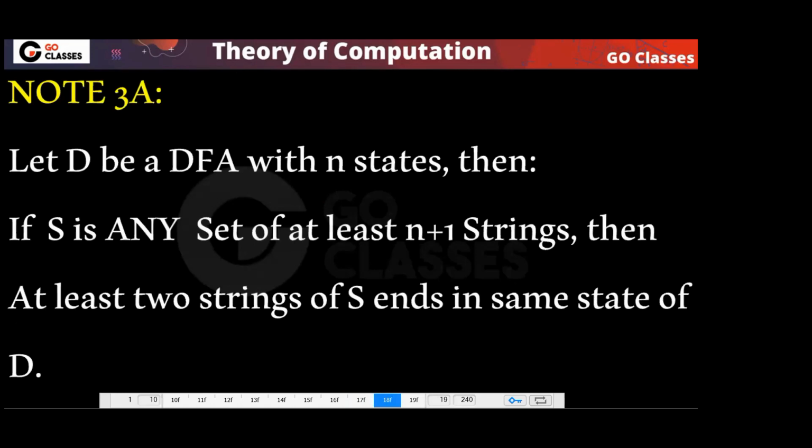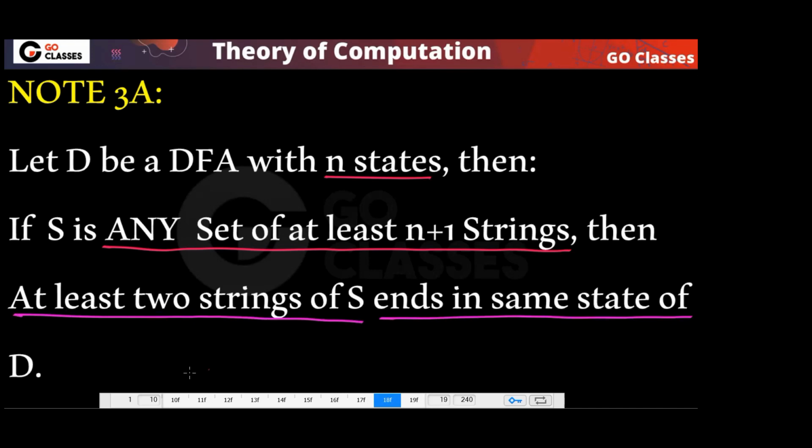Now tell me about this statement. If D is a DFA with n states, and S is any set of at least n plus 1 strings, then at least 2 strings of S end in the same state. At least two strings of S will end in the same state. Is this true? Why is this statement true?